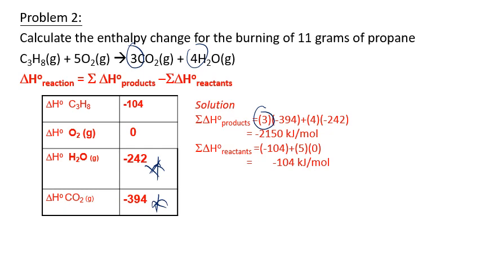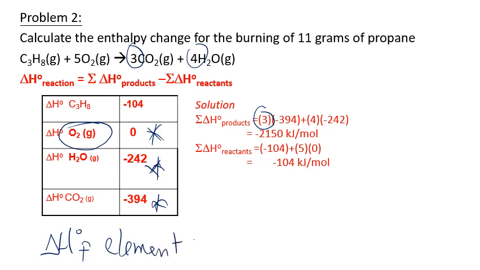And then you've got 5 times 0. Now you notice here, interestingly, that the enthalpy of formation of an element is 0. That's an important point. An element equals 0. And the sum of the standard enthalpy of formation of the reactants is minus 104. Plug the numbers in, and you get minus 2046 kilojoules per mole.